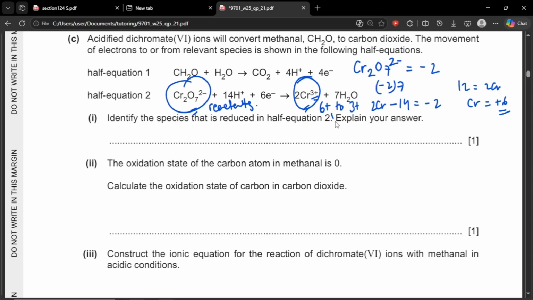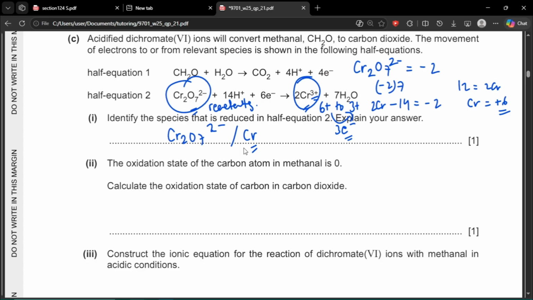Now what could have happened here? Basically, it gained 3 electrons. It got reduced. Reduction is the gain of electrons. Therefore, it has gained 3 electrons to end up with the oxidation state of +3 rather than +6. So we can deduce that Cr2O7 2- is being reduced, or you can also just write Cr. You can just write the element because that's the only thing that's being reduced here.